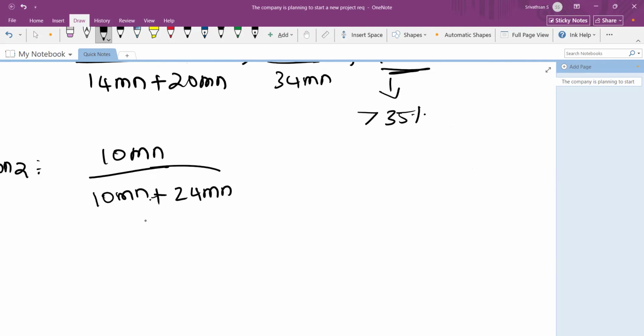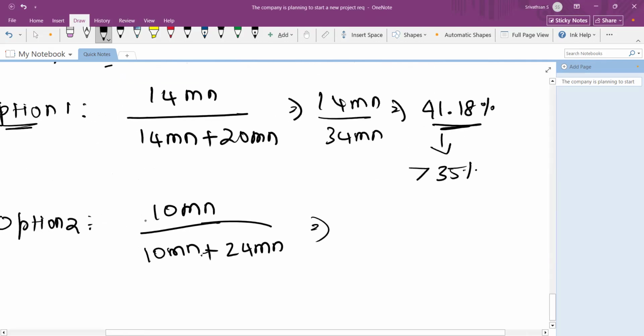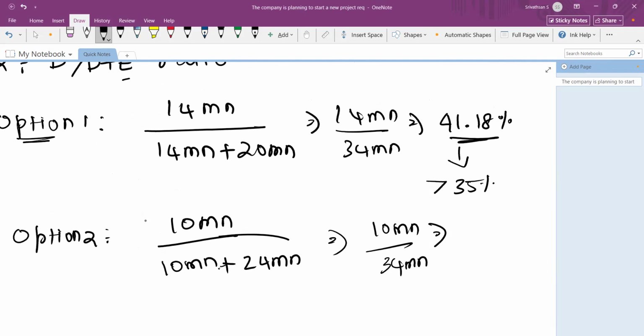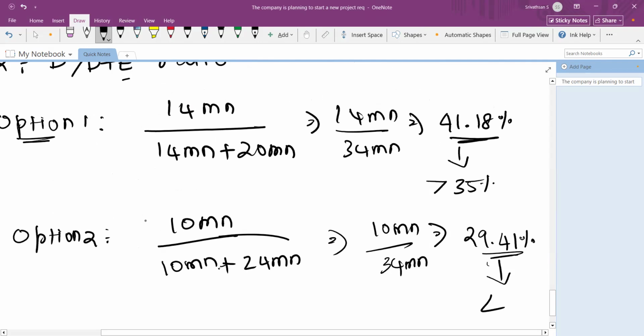Or to put it very simply, the new capital employed is 34 million. Out of that 34 million, 10 million is coming in the form of debt, and the remaining 24 million in the form of equity. So here it is 10 million divided by 34 million, and we get 29.41 percentage. So the debt by debt plus equity ratio under option 2 is 29.41 percentage, which is less than 35 percentage. So what will happen?